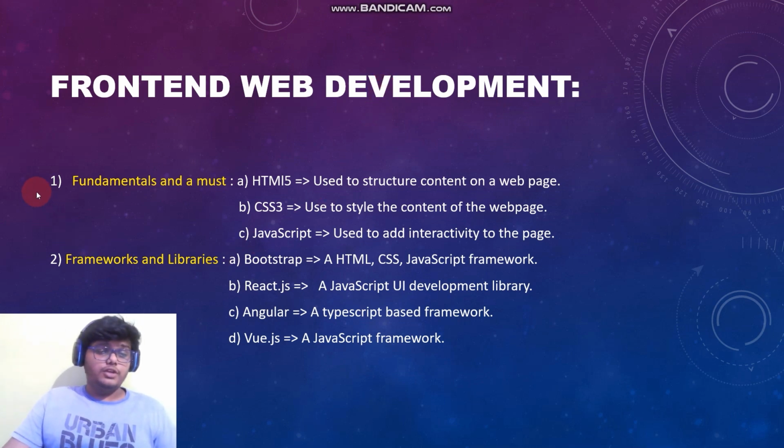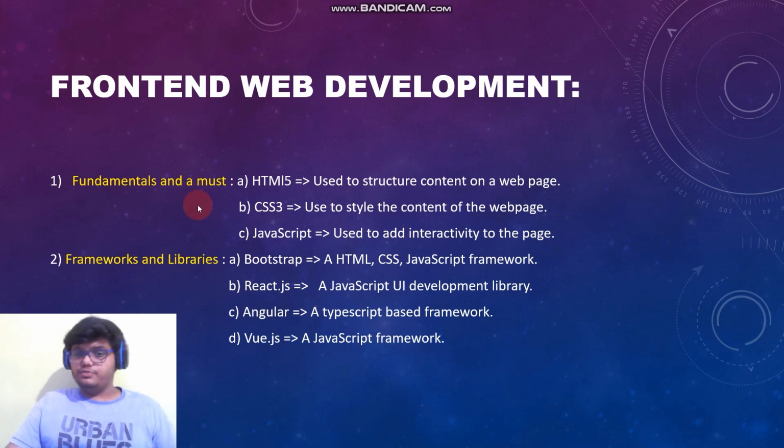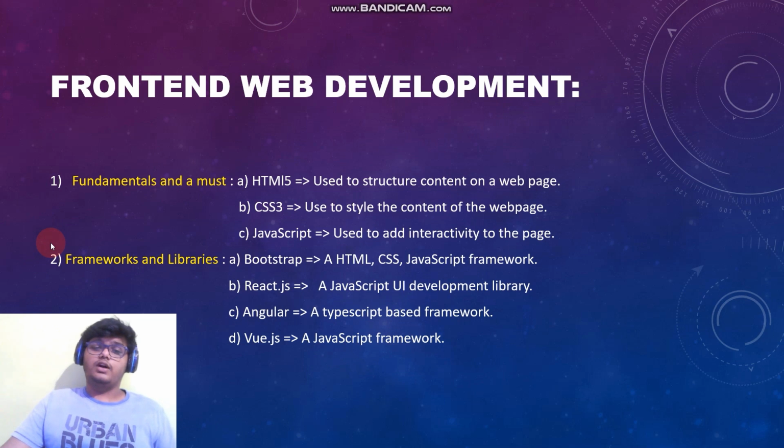Now you need to learn some technologies in order to be a front end web developer, and these are divided into two sections. That is the fundamentals and must, and the frameworks and libraries. So fundamentals and must are the part that you can't really skip. They are used everywhere, and yeah, skipping it isn't a good idea. Okay. So yeah, the first is HTML, CSS, and JavaScript. These are fundamental and a must because these are the building blocks of any website.